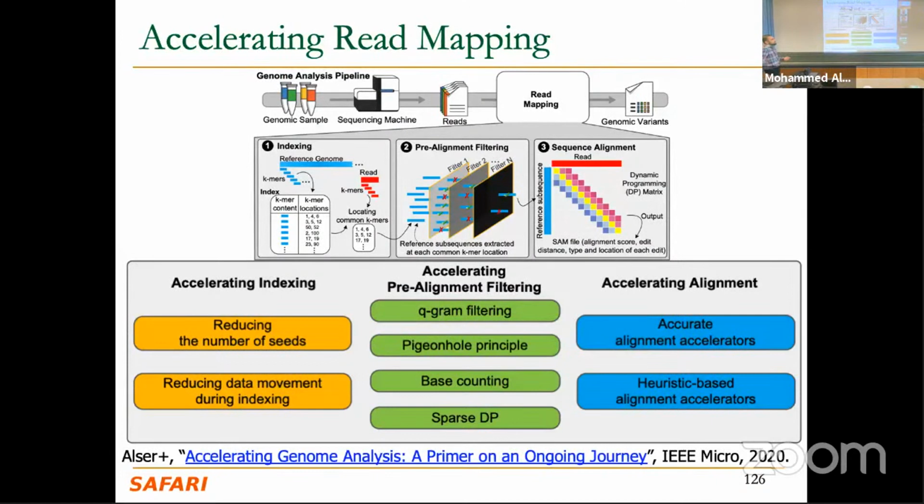So read mapping is a 3-step process where we have indexing first, we build a hash table, then we do what we call pre-alignment filtering. That is to check the quality of the read and the reference genome before doing sequence alignment, before doing dynamic programming. So we check the quality using some heuristics that tell you quickly if it is a good fit or just ignore it to save some computation.